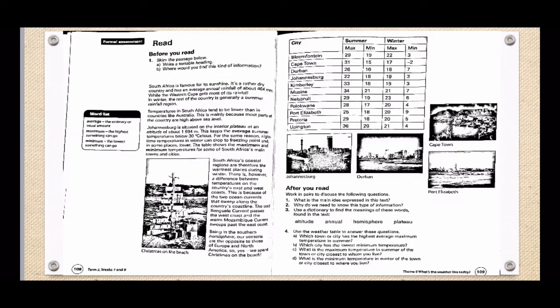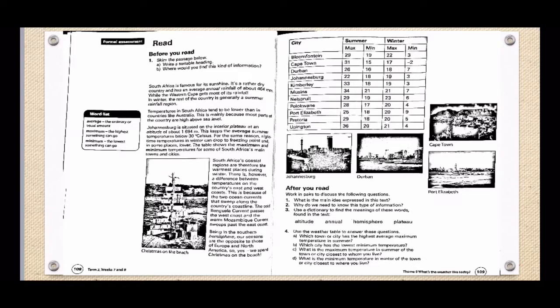South Africa is famous for its sunshine. It's a rather dry country and has an average annual rainfall of about 464 milliliters. While the Western Cape gets most of its rainfall in winter, the rest of the country is generally a summer rainfall region. Temperatures in South Africa tend to be lower than in countries like Australia. This is mainly because most parts of the country are high above sea level.